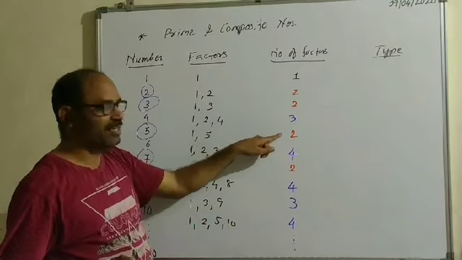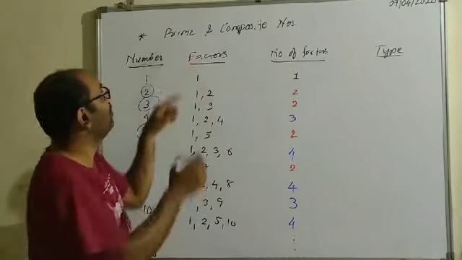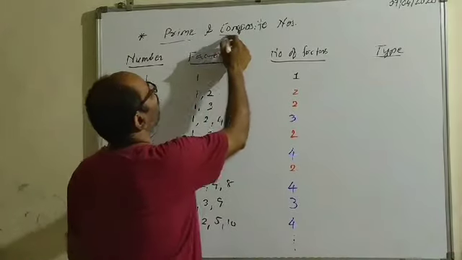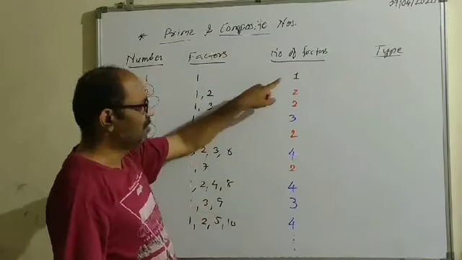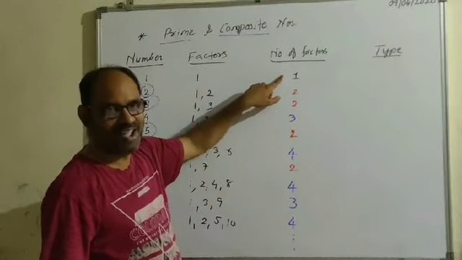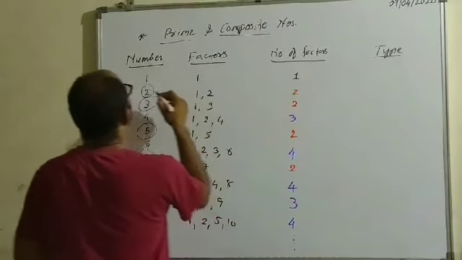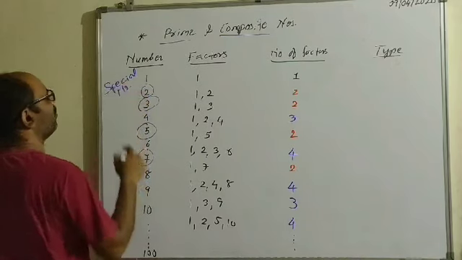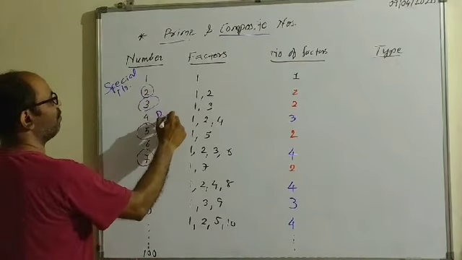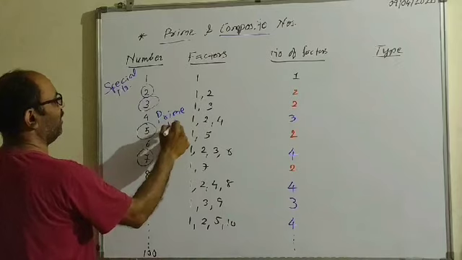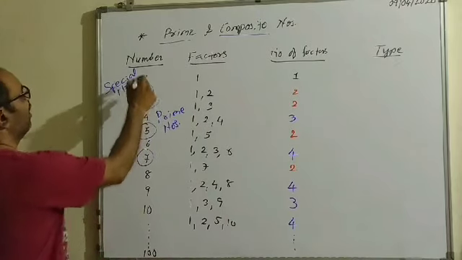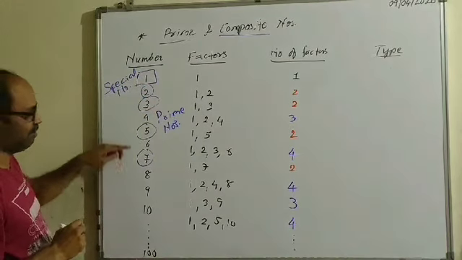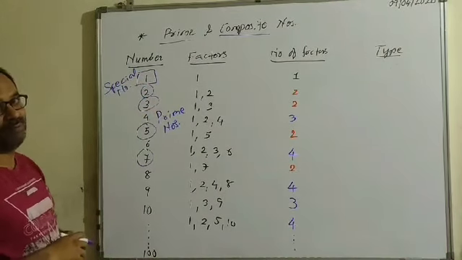The numbers having exactly 2 factors are called prime numbers. The numbers having more than 2 factors are called composite numbers. 1 is neither composite nor prime. It is called a special number. What I have circled are prime numbers because they have exactly 2 factors. The special number is in the box. The circled numbers are primes and the rest of the numbers are composite numbers.